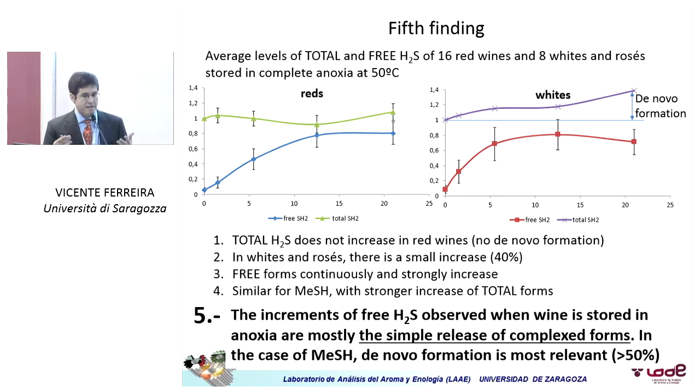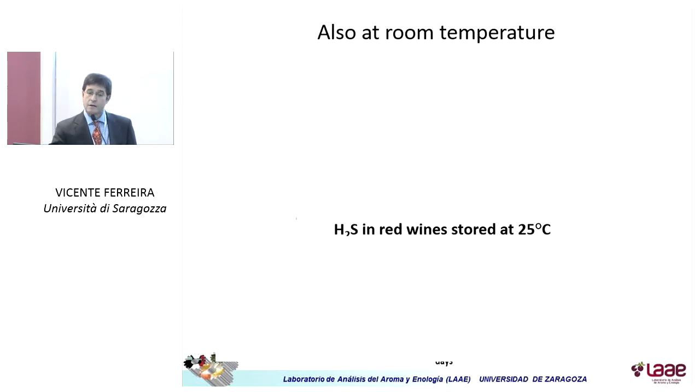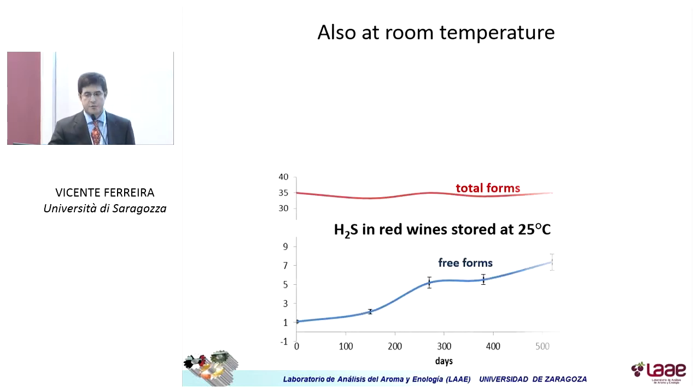In the case of methanethiol, there is also the de novo formation of this molecule. Quindi questo vuol dire che per quanto riguarda l'idrogeno solforato, il suo aumento della forma libera volatile durante la conservazione del vino deriva esclusivamente dal rilascio di quello che è combinato, mentre nel caso del metantiolo abbiamo anche una formazione ex novo di questa molecola. And it also happens at room temperature.